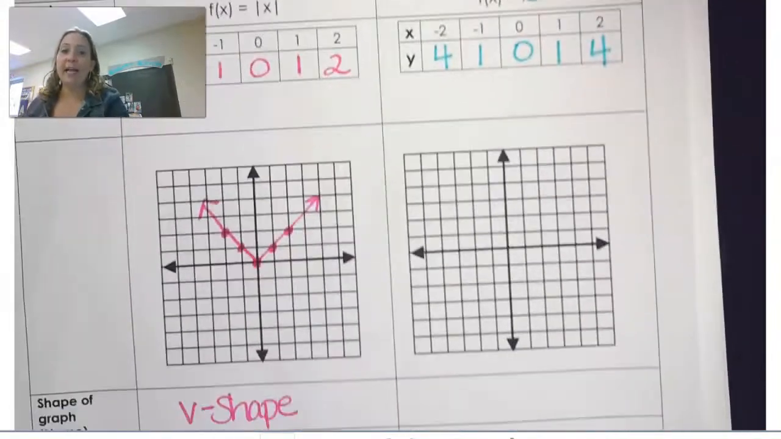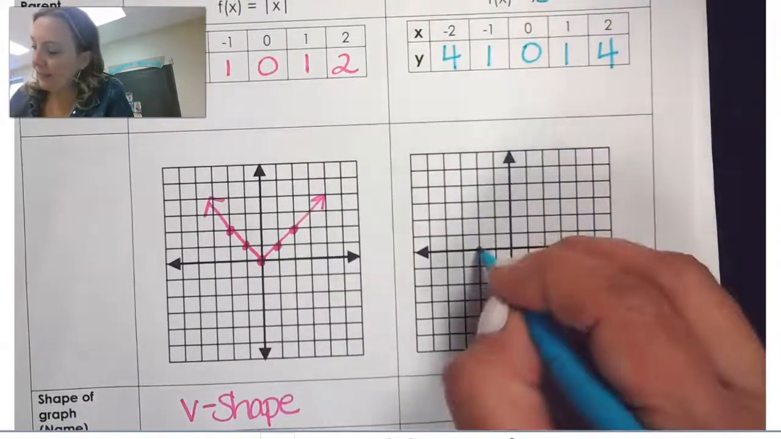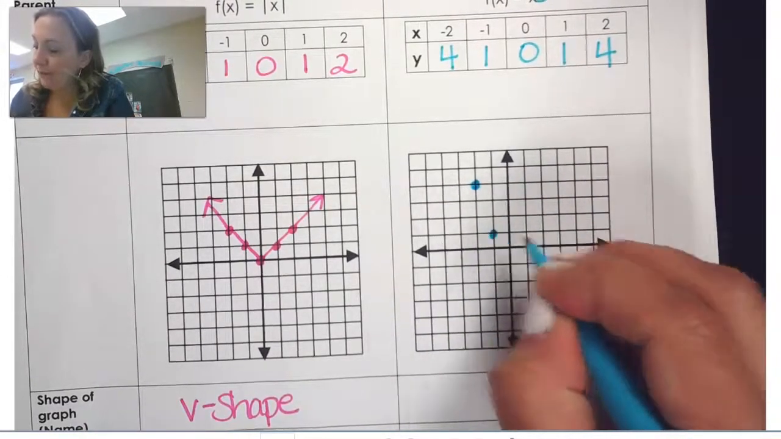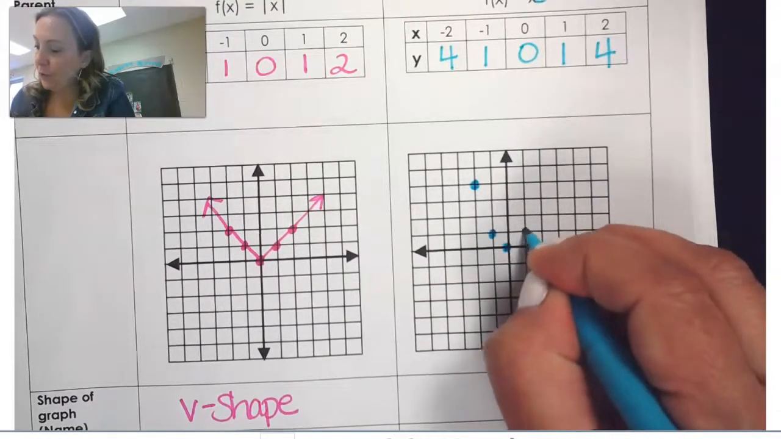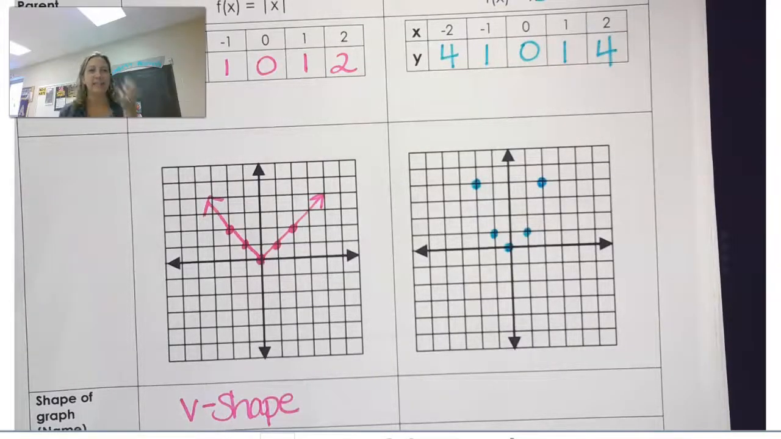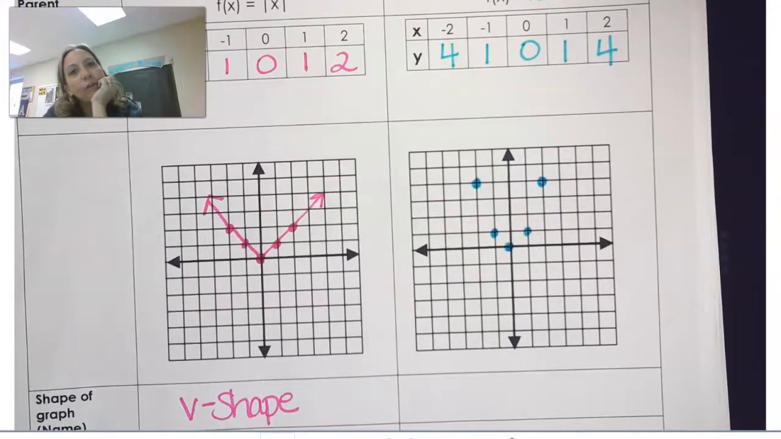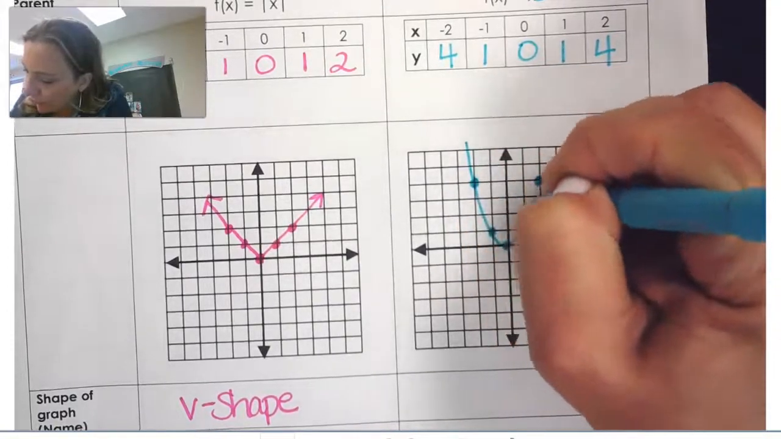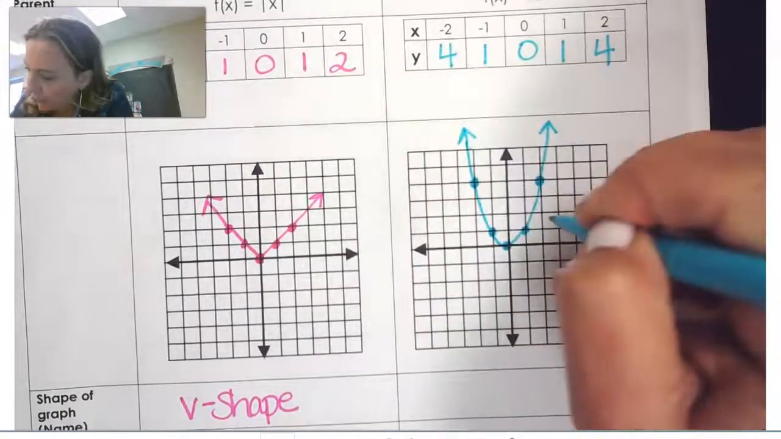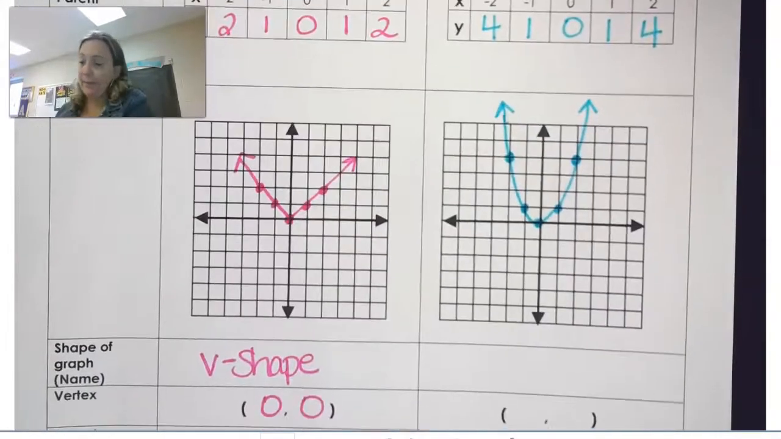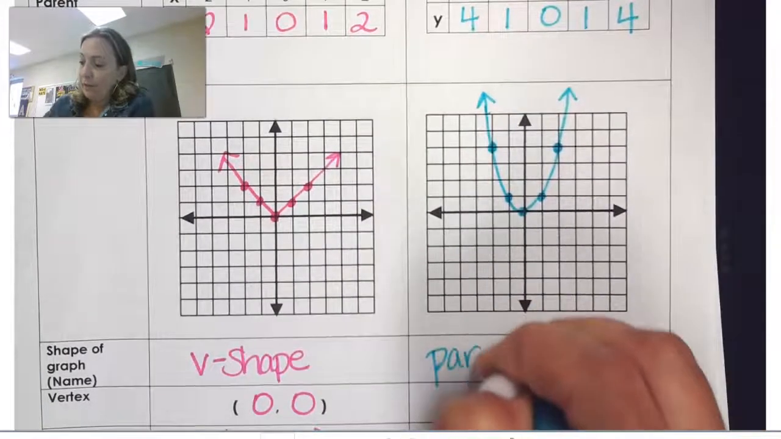And when we try to plot these points, -2, 4, -1, 1, 0, 0, 1, 1, and 2, 4, we're not able to connect these with straight lines that make a V shape. We have to make a curve instead. And we make this beautiful curve. And hopefully you guys remember the name of that shape, but this shape is called a parabola.